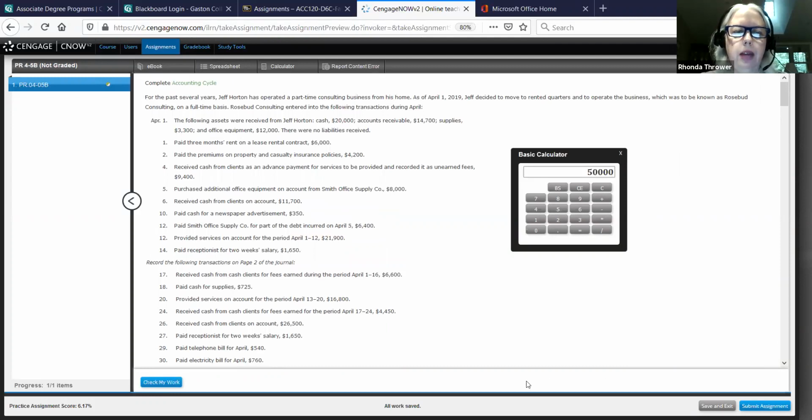My next transaction is on April the 2nd. We paid the premium on property casualty insurance policies for $4,200. And so we're going to debit our prepaid insurance for $4,200, and we're going to credit cash.